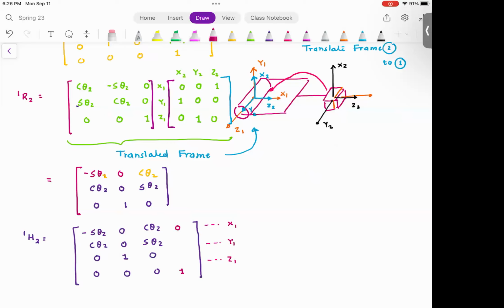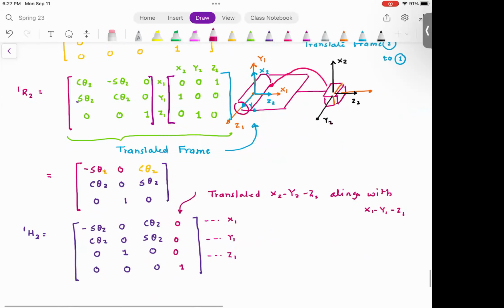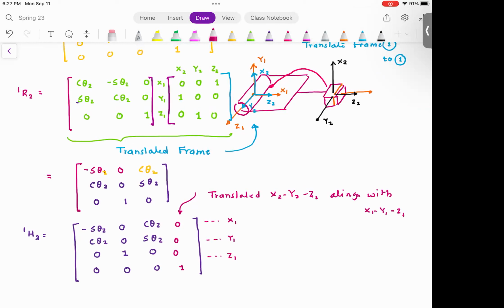And why is this? Because the translated x2, y2, z2 align with x1, y1, z1. Everyone okay with this? So now I got 0H1, I got 1H2. Now the problem is, how do I solve the last frame? And let me see, how did we draw? Okay, the last frame is something like this.